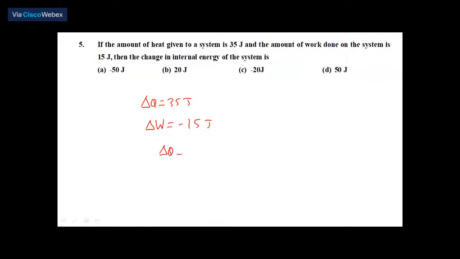we have this equation, delta Q is equal to delta U plus delta W. Delta U is equal to delta Q minus delta W. It is 35 minus of minus 15. That is equal to 50 joules. Okay. Therefore, option D is correct. Change in internal energy of the system is 50 joules. We'll move to the next one.